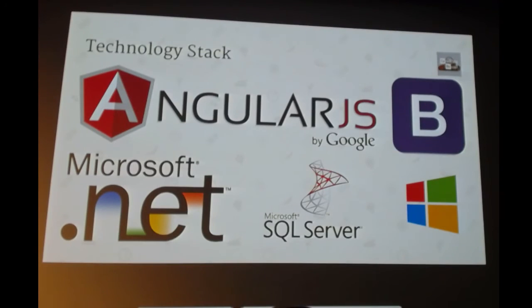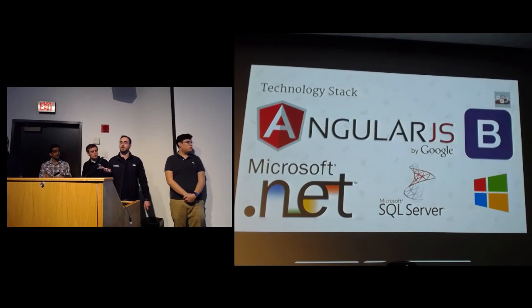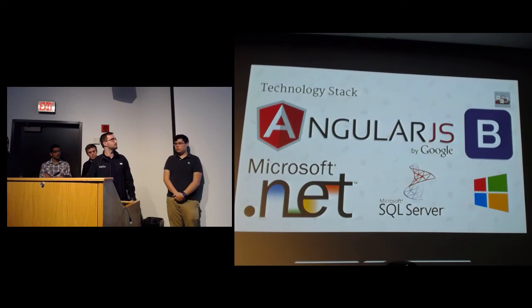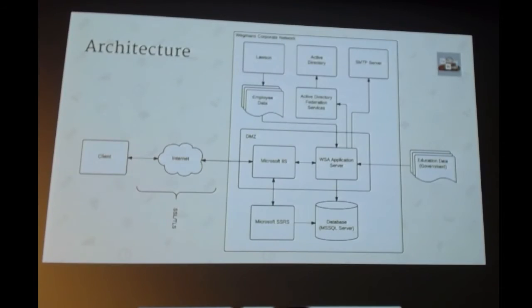A quick overview of the actual tech stack. It's a .NET application as mandated by the sponsor. Their entire tech stack is .NET, so they wanted us to use this. And we did decide to go with Angular for the front end. This is an overview of the actual architecture. It's pretty standard. You have an application server that talks to a database, and then the client talks over the internet and uses their existing infrastructure in order to actually get and maintain the data.